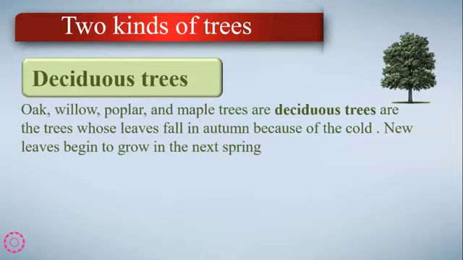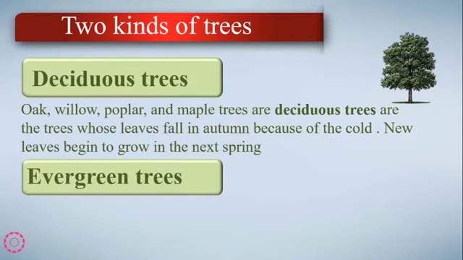They are the trees whose leaves fall in autumn, or fall, because of the cold. New leaves begin to grow in the next spring. These trees change according to the changing seasons. It means their leaves turn yellow and fall when the weather gets cold, and new leaves begin to grow in the next spring, when the season changes.